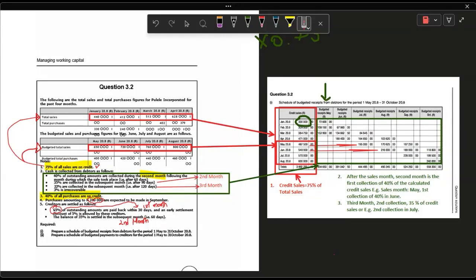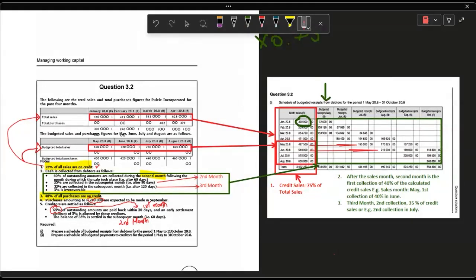40% of all purchases are on credit, meaning that 60% are paid in cash. Easy, Esther, they are running their company. They pay cash 60%. The 40% is on credit. And there is an agreement between you and your suppliers who are supplying you the merchandise. You agree that within 30 days, you're going to pay the outstanding 65% of the purchase credit.